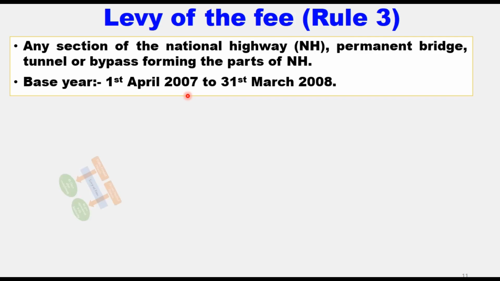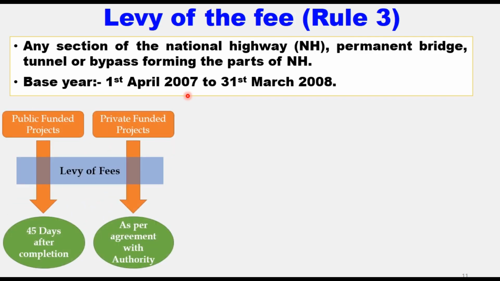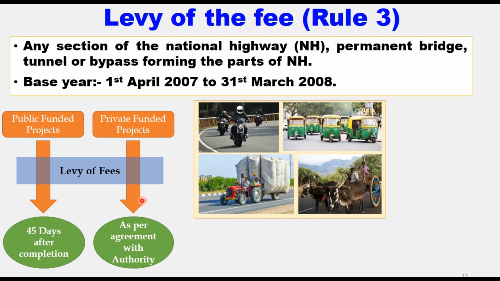Public funded projects such as any section of the national highway, permanent bridge, tunnel or bypass forming part of the NH are levied by the fee 45 days after completion of the project. For privately funded projects, the toll tax should be taken as per the agreement signed between the concessionaire and the government. Vehicles such as two-wheelers, three-wheelers, animal-drawn vehicles and tractors are exempted from payment of this fee.